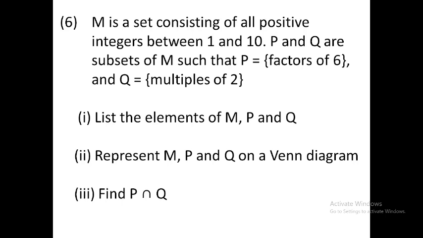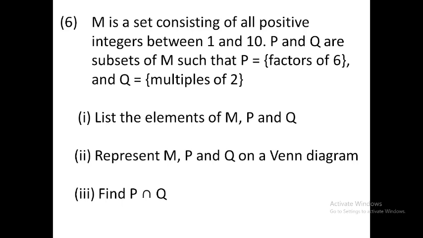We have to represent M, P, and Q on a Venn diagram, and part one says that we should find P intersection Q. So let's get started. Of course, we are told M is a set consisting of all positive integers.